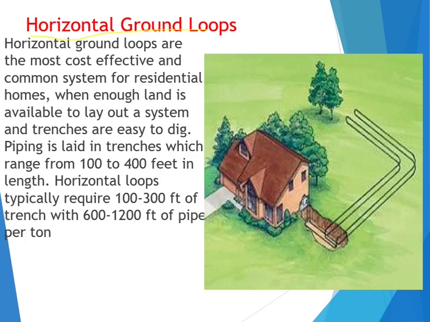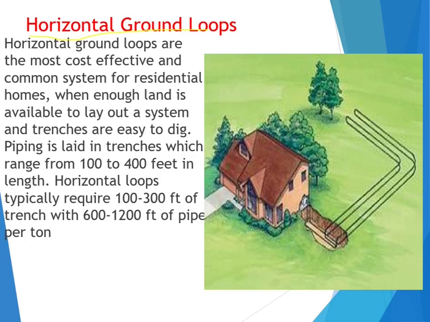Horizontal ground loops are the most cost effective and common system for residential homes when enough land is available to lay out a system and the trenches are easy to dig. What does it mean? It means when enough land is available, only then this type of loop is suitable. It is not suitable in urban areas where there is not much land available, but it is suitable in rural areas, in villages where land is enough for us.